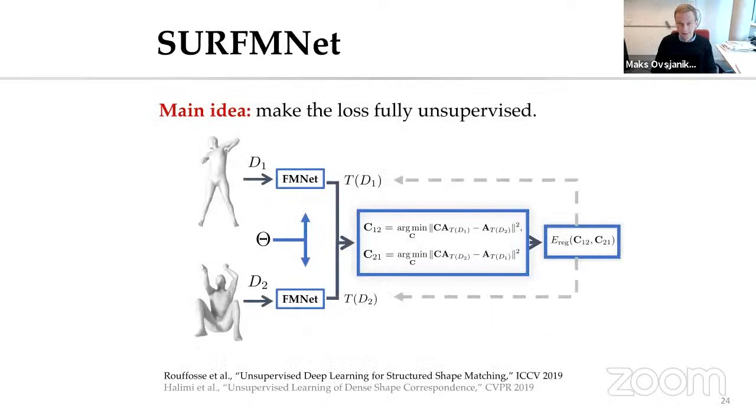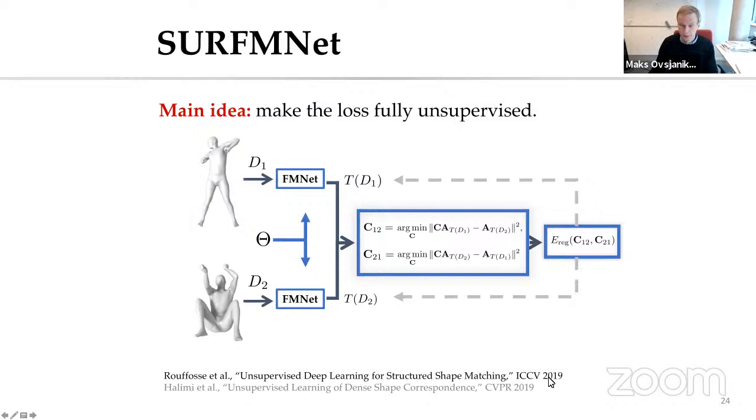Now, the first step for us in this direction of trying to improve this pipeline was in 2019, where we said, okay, let's take this idea, but let's see if we can make it fully unsupervised. This gave rise to a paper that appeared in ICCV in 2019, with an architecture that we called SURFMNet. The idea was very simple. We took the exact same architecture as FMNet. We start with some descriptors, then we pass them through some learnable layers. Now, instead of computing a single functional map from shape 1 to shape 2, we compute functional maps in both directions. And then we impose some loss on these computed functional maps. And this loss is purely unsupervised.